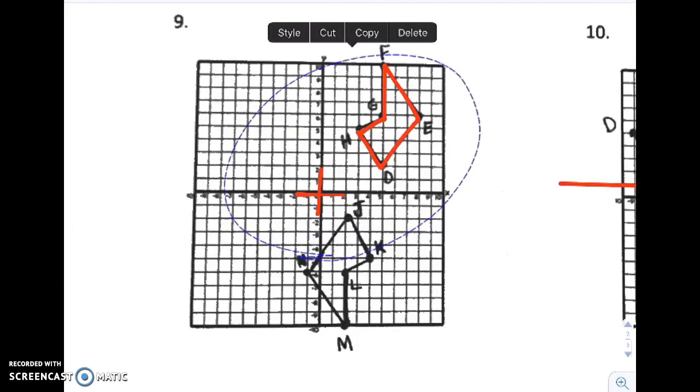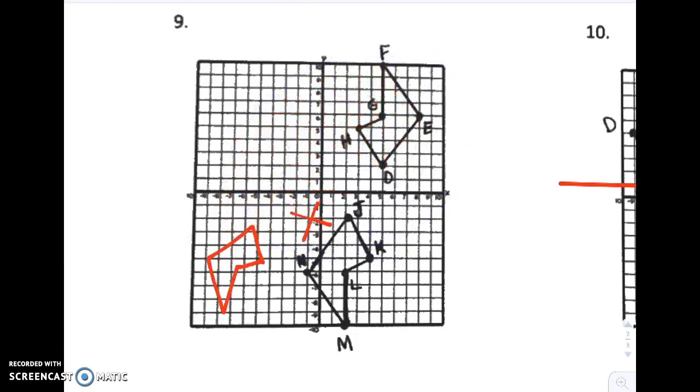This looks like something to do with 180, but it's not perfectly symmetrical to the origin. So I'm going to first do a 180 rotation and see what happens.